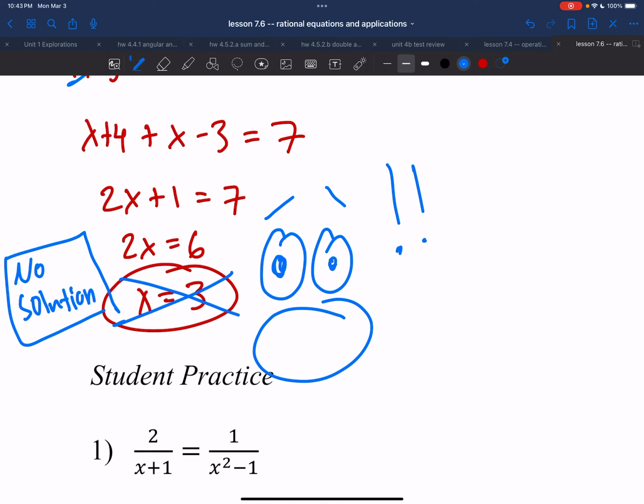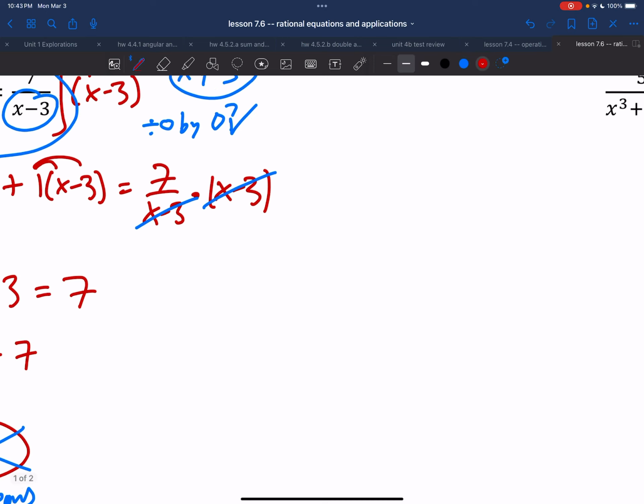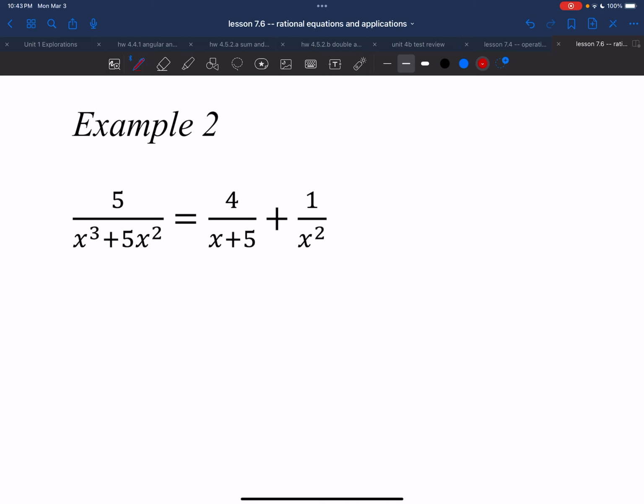So there's no solution. Remember, we call answers like this extraneous. They are a result of our algebra, but they don't actually work, right? When you plug it in, it doesn't actually satisfy the equation at hand. Okay, so that's one example. Here's another. Example 2. So I've got this equation.